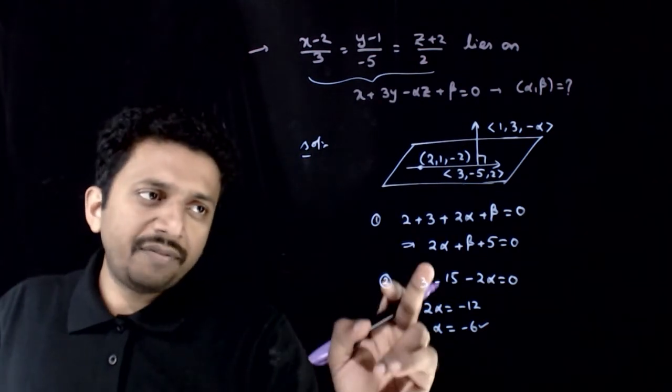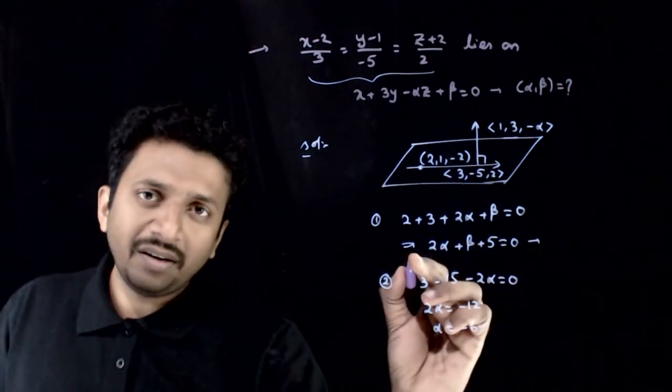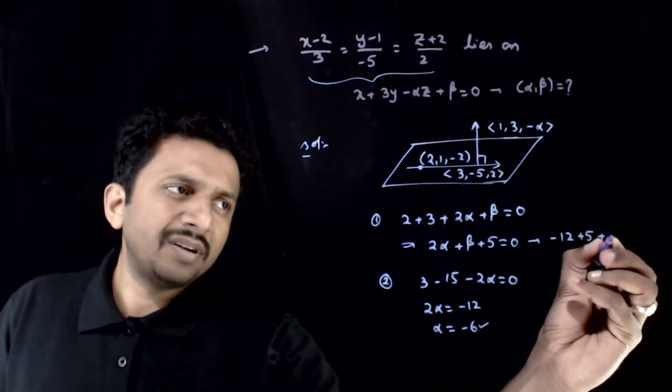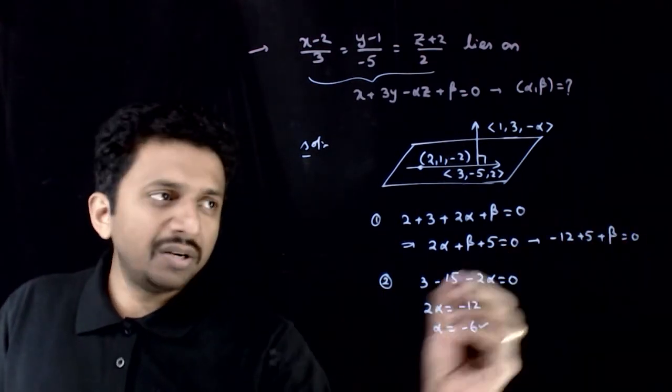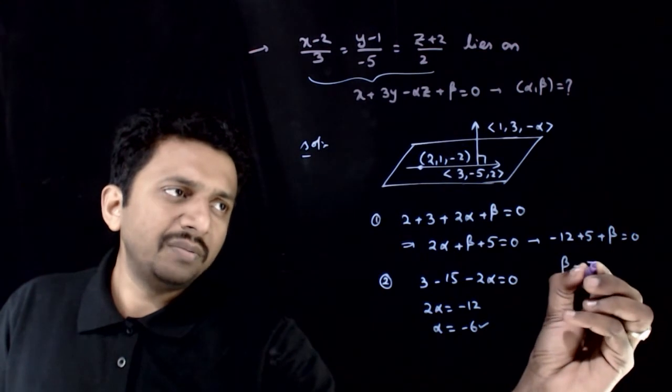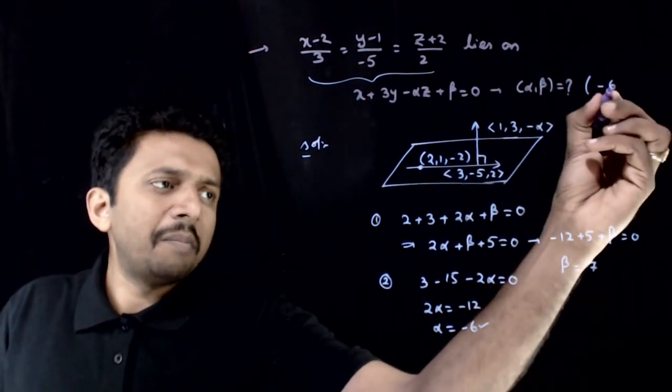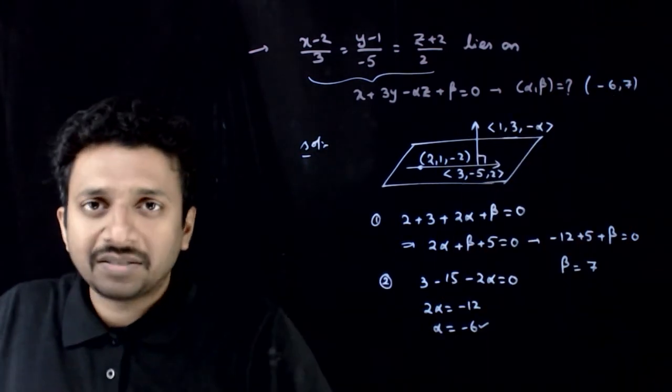So once you get alpha is equal to minus 6, I'll substitute it here. So minus 12 plus 5 plus beta is equal to 0 and beta is equal to 7. So alpha, beta is nothing but minus 6 and 7. That's the answer to this question.